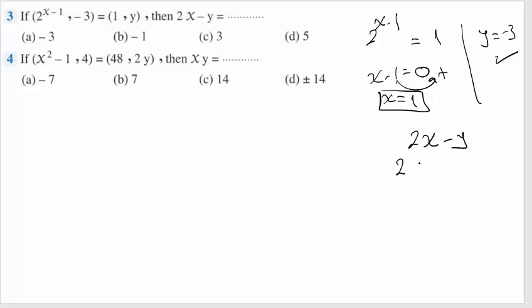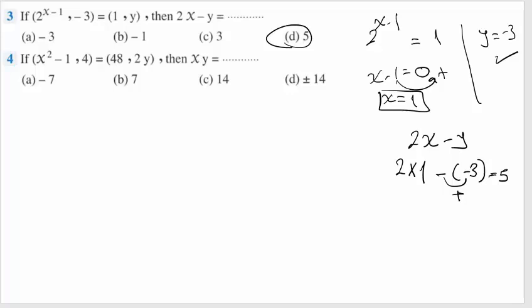y. So I will replace x and put 1, I will replace y and put negative 3. So it will be 2 times 1 minus y, which is negative 3. Don't forget that negative and negative will be a positive sign, so 2 plus 3, it will be 5. The other question, let's see what about it.